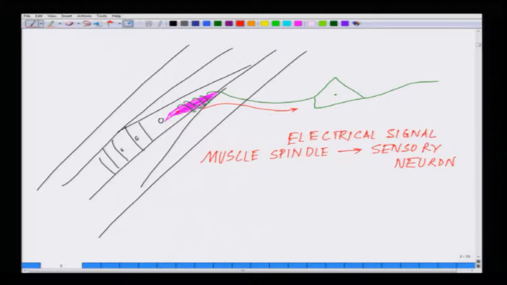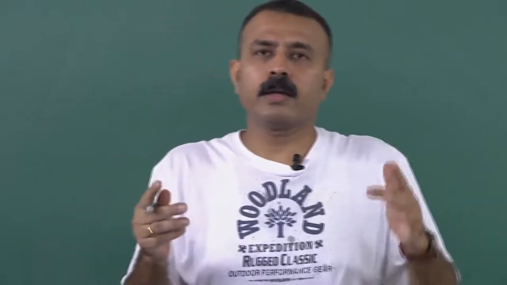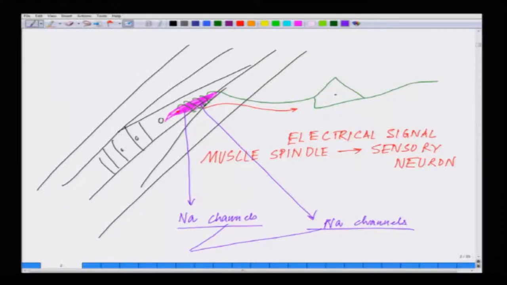So, it is believed that there may be a series of sodium channels which are either present in the muscle spindle or present in the sensory neuron. These channels, again this is all currently under speculation, are believed to be mechanosensitive ion channels. So, these kinds of sodium channels are considered as mechanosensitive ion channels.